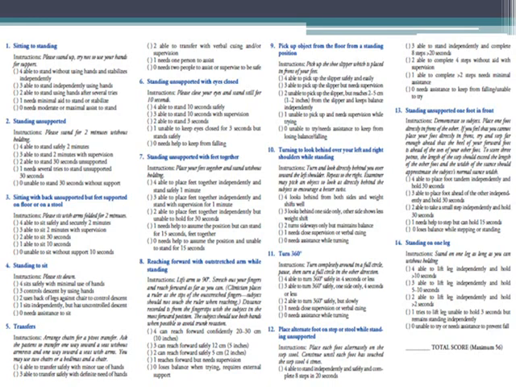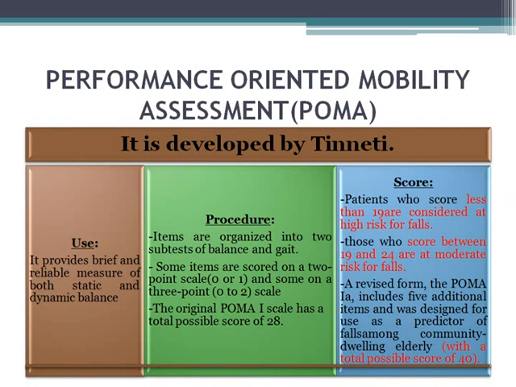Then the POMA scale, the Performance Oriented Mobility Assessment scale. It was developed by Tinetti. It provides a brief and reliable measure of both static and dynamic balance. Procedure: the items are organized into 2 subtests, balance and gait. So there are 2 criteria in this test: the first is balance and the second is gait.